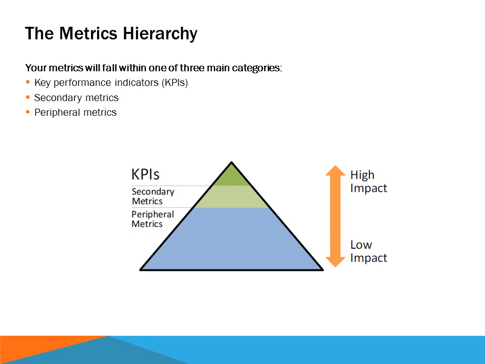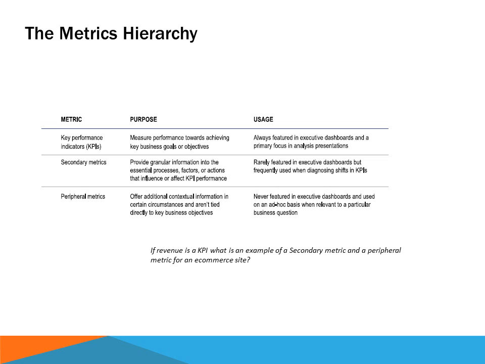The metrics hierarchy. So you have your KPIs, your secondary metrics, and your peripheral metrics. KPIs measure performance toward achieving the key business goal. So that's most likely revenue for the most part for, let's say, an e-commerce site. For a media site, it could be video views or article views, for example. Secondary metrics give a little more granular information into actions that influence the KPI performance. For e-commerce, it could be how many people start a shopping cart, for example. And then you've got your peripheral metrics. Those are other things that are kind of going on. Are they registering for newsletters, things along those lines, etc.